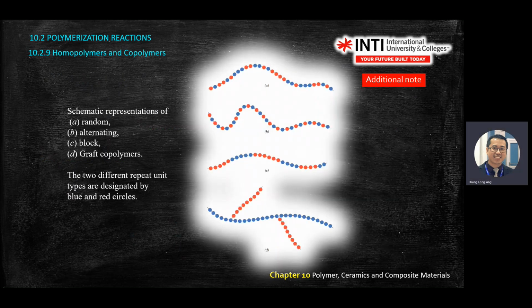This is another illustration that you can use. If you have a black pen or blue pen, then you can do the same. So random, alternate, block, and graft copolymer.